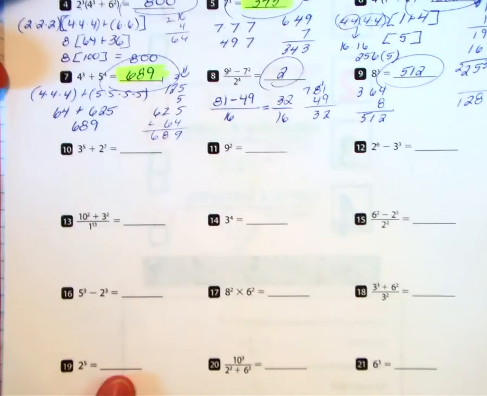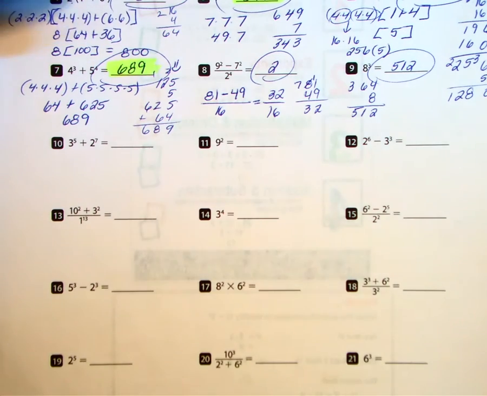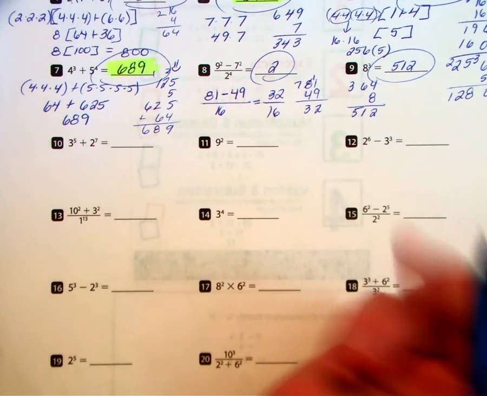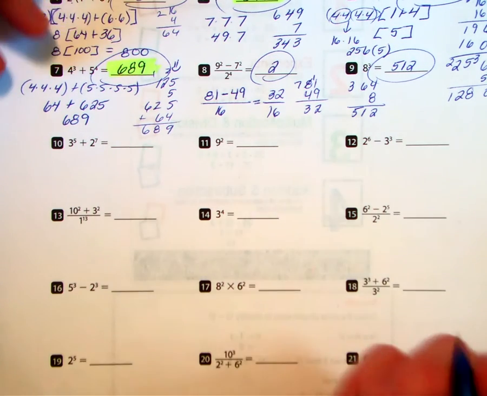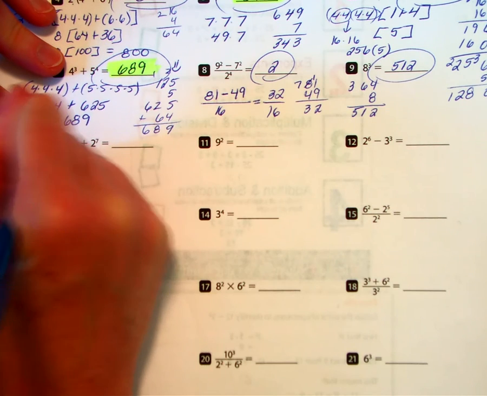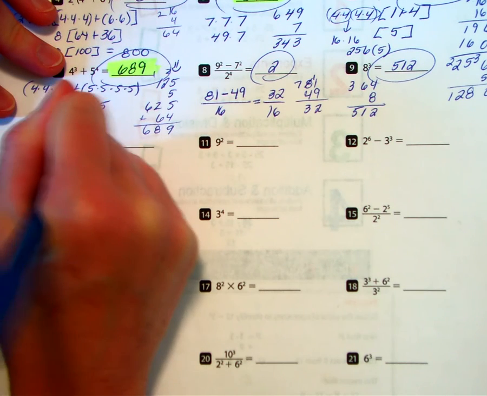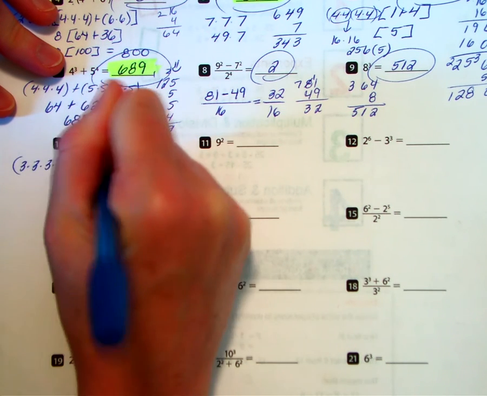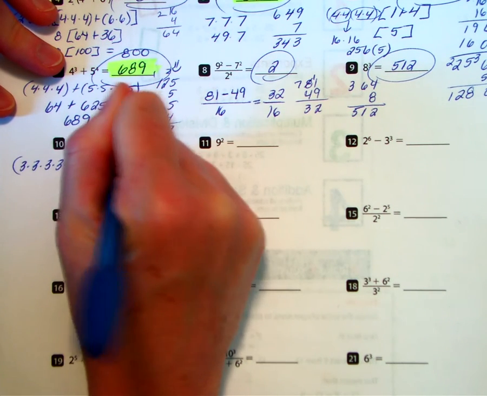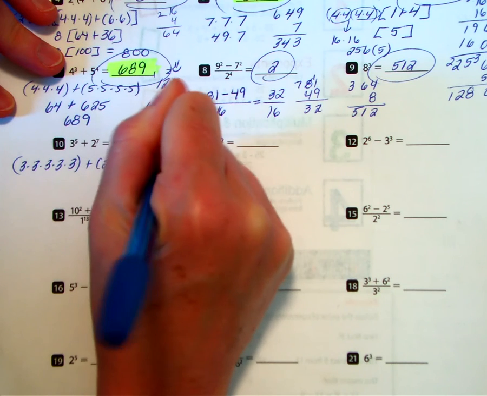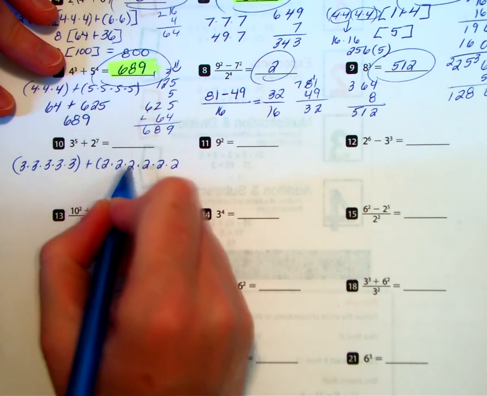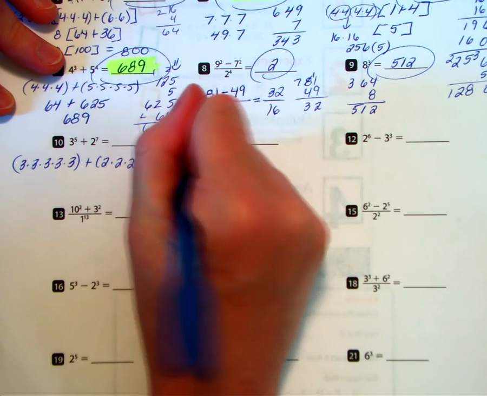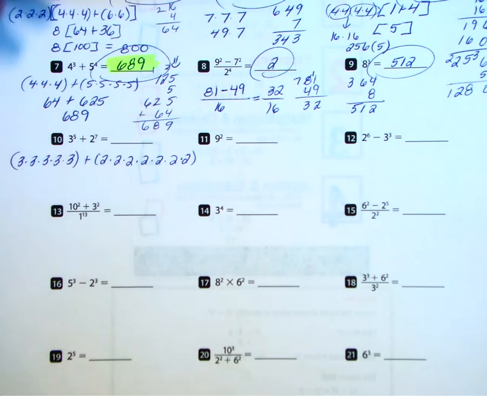Some of these exponents are really stretched out. 3 to the 5th power plus 2 to the 7th power. I don't usually use these. 3 times 3 times 3 times 3 times 3, all plus 2 times 2 times 2 times 2 times 2 times 2. 1, 2, 3, 4, 5, 6, 7. This one would be super easy to mess up.